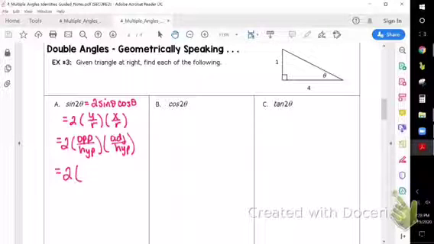Alright, so 2 times. Well, do I know the opposite? I do. Here's my angle theta. So this side is opposite. But also notice it goes up and down like the y-axis, okay? So that's why we could have said y over r. So we know our opposite is 1 over, do we know the hypotenuse? Well, we don't. So we've got to go find that hypotenuse, okay?